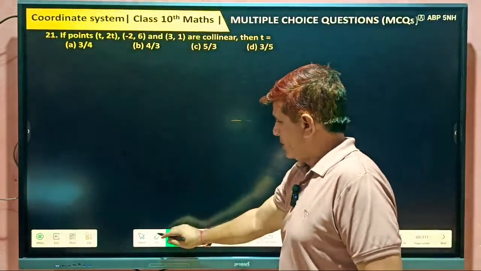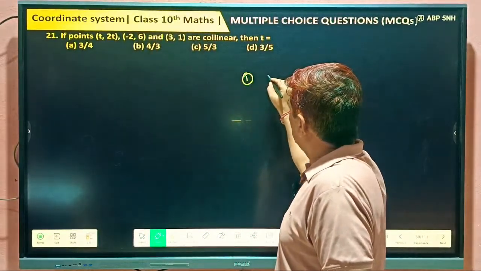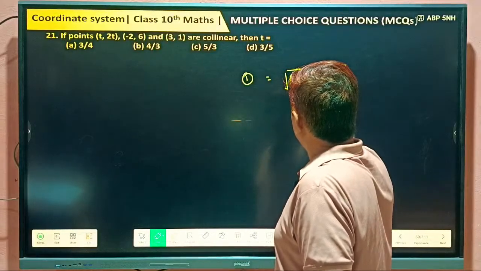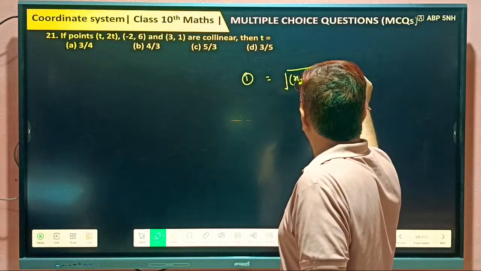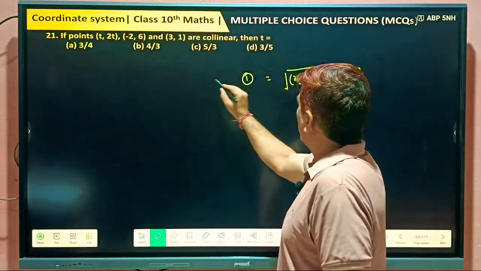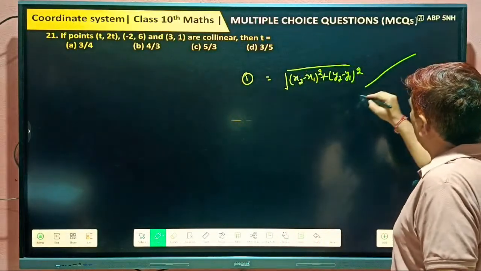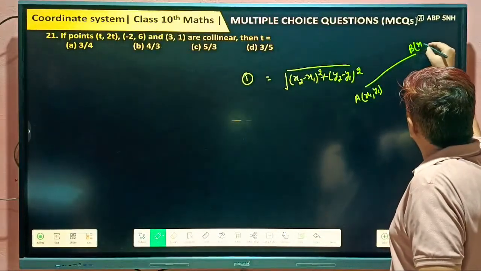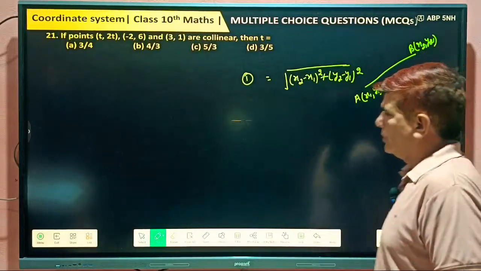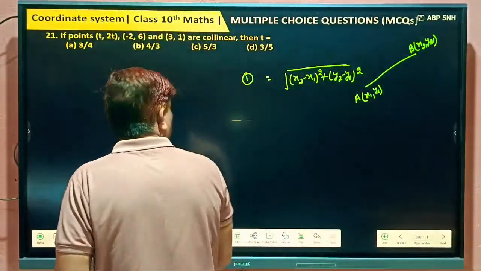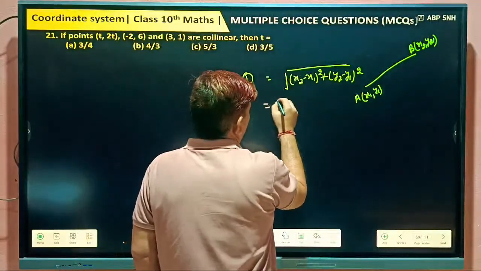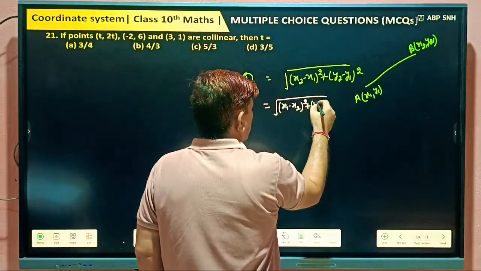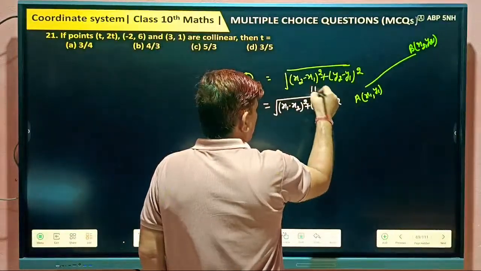First is the distance formula. The distance formula is: square root of (x2 minus x1) whole square plus (y2 minus y1) whole square. If we have a line segment A whose coordinates are x1, y1, and B is a point whose coordinates are x2, y2. I told you this many times, again repeating. We can also write it like this: (x1 minus x2) whole square plus (y1 minus y2) whole square. Both are equal.